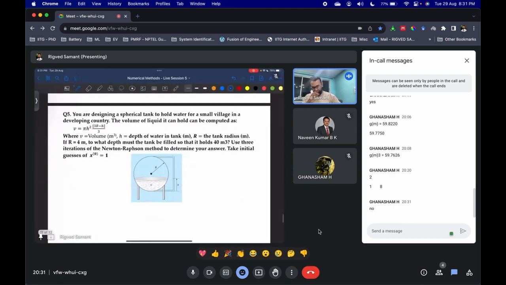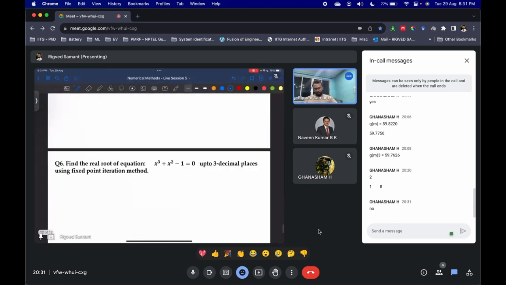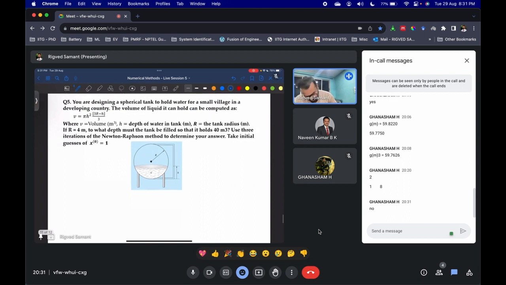Yeah. So this is the fifth question. So there is one more. This is very easy. You are designing a spherical tank to hold water in a small village in a developing country. The volume of liquid it can hold can be computed as this, where V is the volume, H is the depth, R is the tank's radius. If R is 4 meters, to what depth must the tank be filled so that it holds 40 meter cube? Use 3 iterations of the Newton-Raphson method.